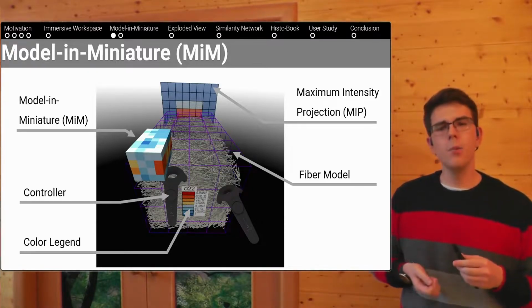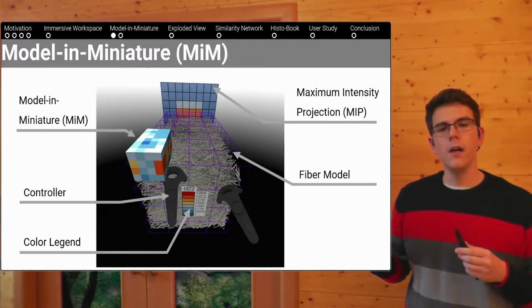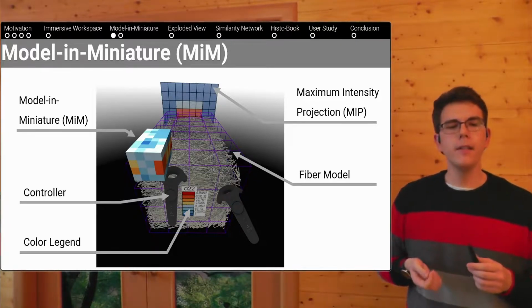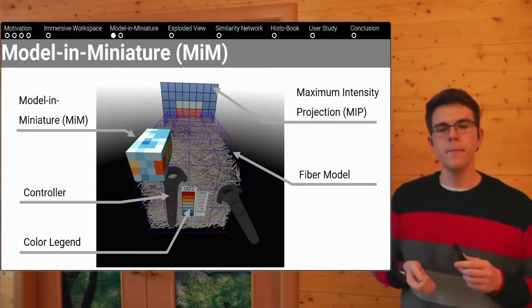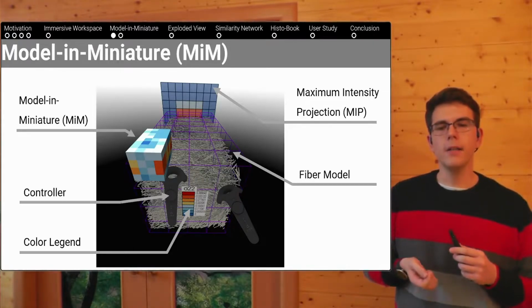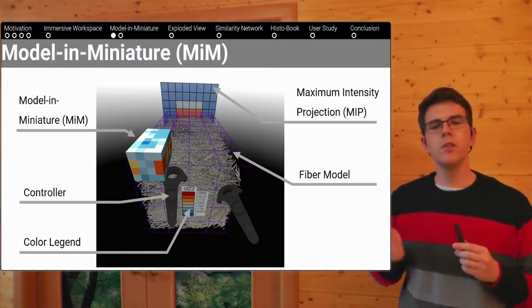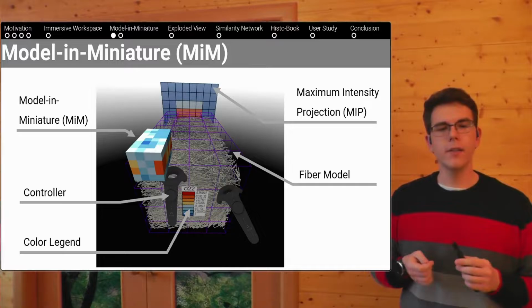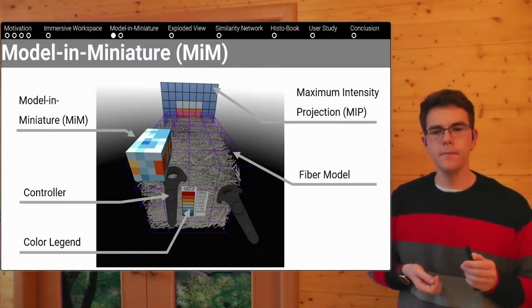So you can see here we have a color legend. The model in miniature shows through a 3D heat map the distributions of the fiber's characteristics in the different regions. And in the back, behind the volume, you can see the maximum intensity projection, which shows, based on the user's current viewing direction, the highest value through the rows and colors of the fiber model.